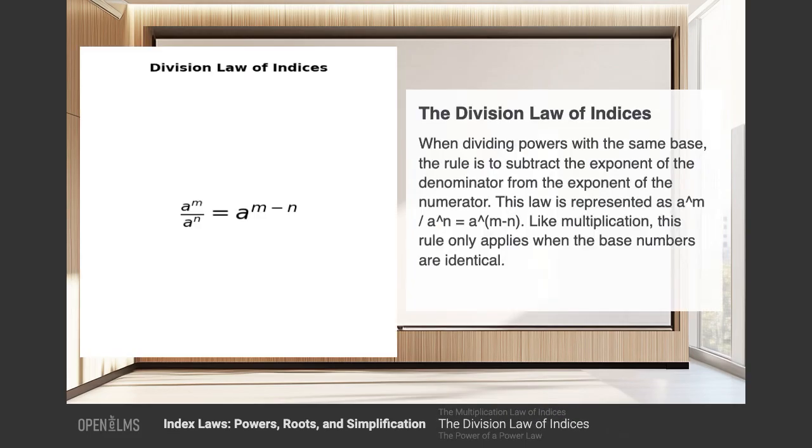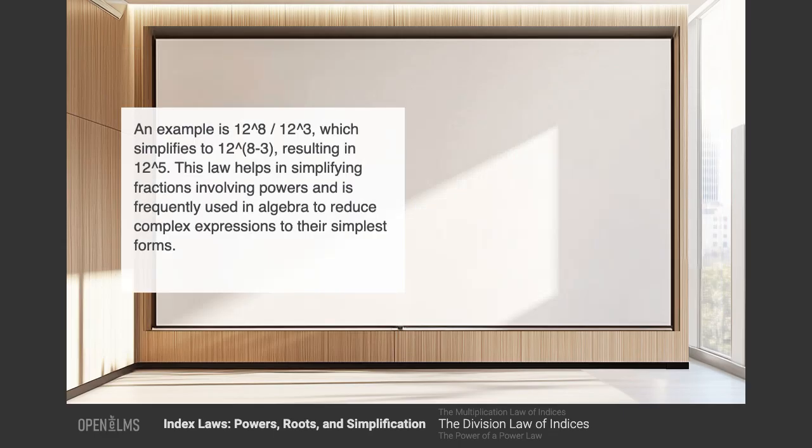The division law of indices. When dividing powers with the same base, the rule is to subtract the exponent of the denominator from the exponent of the numerator. This law is represented as a^m ÷ a^n equals a^(m−n). Like multiplication, this rule only applies when the base numbers are identical. An example is 12^8 ÷ 12^3, which simplifies to 12^(8−3), resulting in 12^5.